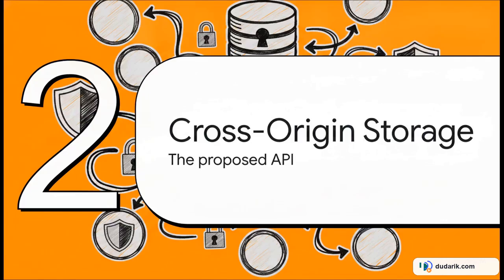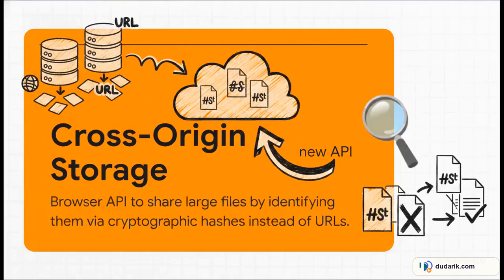Which brings us to Section 2, Meet Cross-Origin Storage. The W3C Cross-Origin Storage API, or just COS for short, is this really exciting proposed browser standard that completely flips the script on how files are identified across different origins. It uses a new navigator.crossOriginStorage interface. And the big shift here? Instead of tying a file to the URL it was downloaded from, COS identifies the file strictly by its cryptographic hash. If the contents are byte for byte identical, it knows it's the exact same file, no matter where it was hosted or what site asked for it.